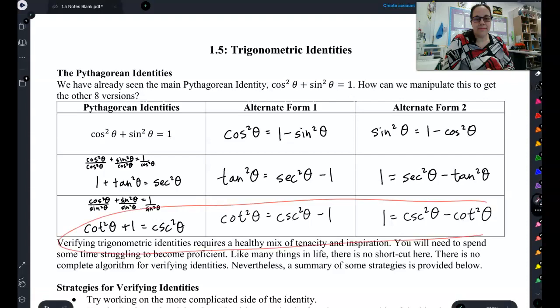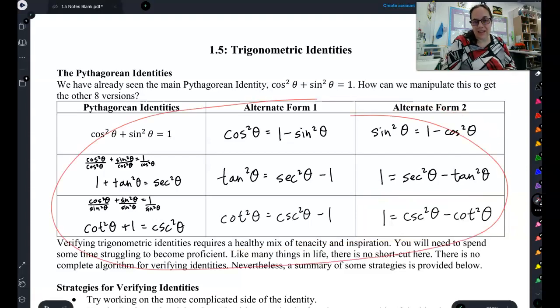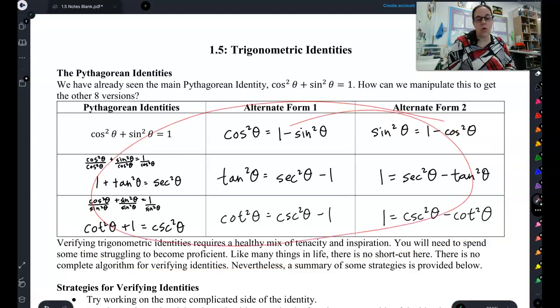Here's what I got for the 3. They don't need to be in the same order, you just need to have those 3 there. Now, these 9 identities will also be on your memory test, so you do need to know all of these, in addition to those quotient and reciprocal identities.